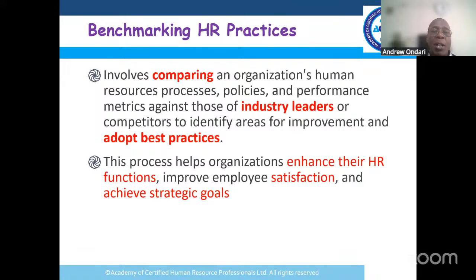The other aspect when we are talking about HR benchmarking is to look at the level of employee satisfaction and how we can achieve our strategic objectives. Why satisfaction? Because satisfied employees are productive. That is, they produce the desired results. So we do benchmarking because we want to borrow those best practices that can enhance our employees' levels of satisfaction.